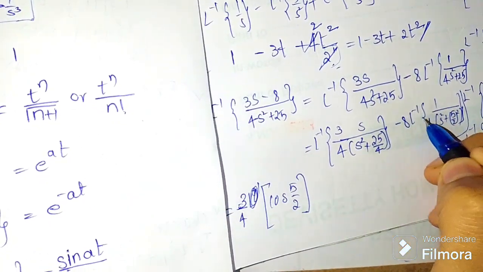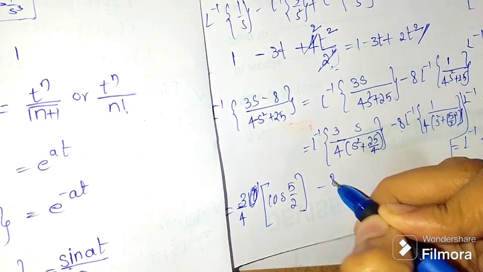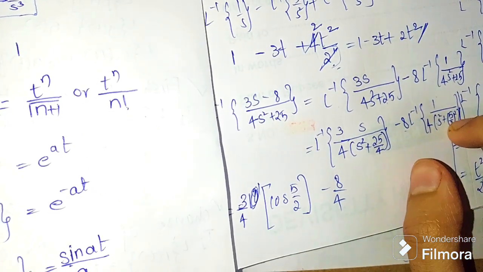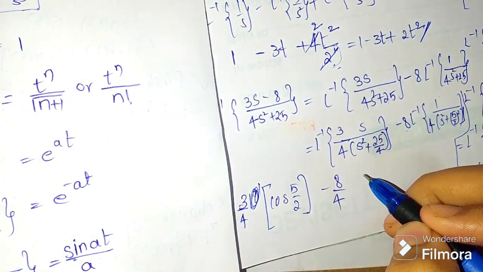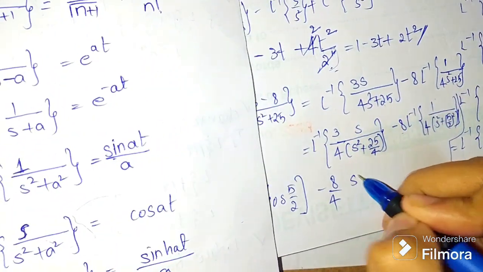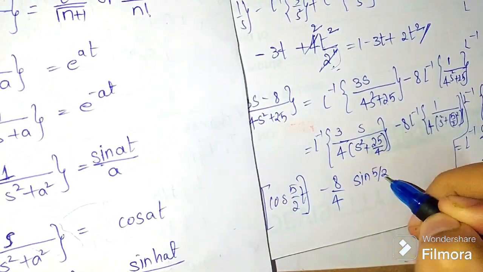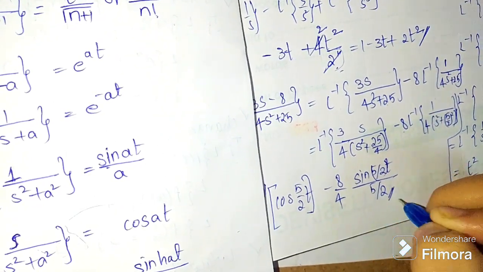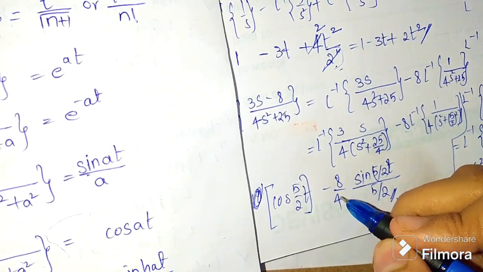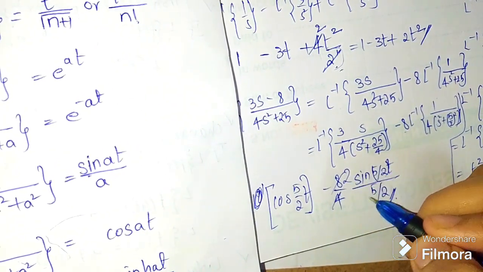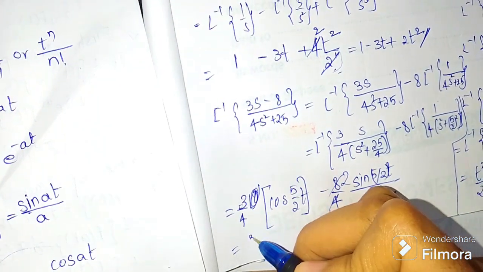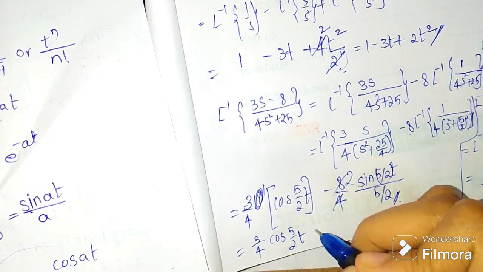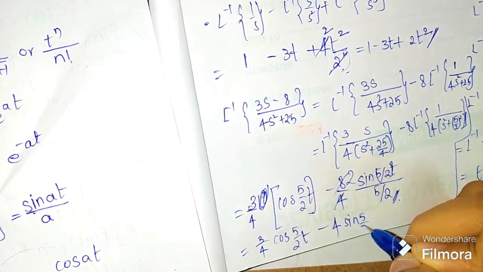And here I'll take 4 outside, minus 8 by 4, Laplace inverse of 1 by s square plus a square. What is a? 5 by 2. So this will be the sine formula. But don't forget to write a also again. So this will be sine 5 by 2 t by 5 by 2. This also you should write. Okay. So with cancellations, 2, it becomes 4 by 5. So I think we'll get something like this: 3 by 4 cos 5 by 2 t, this going upside, minus 4 by 5 sine 5 by 2 t. Okay.